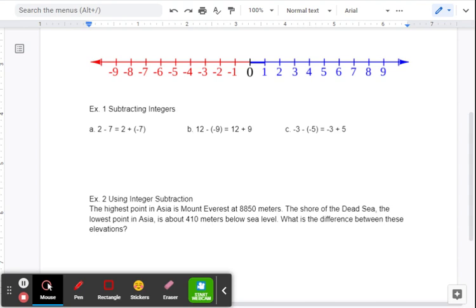When we look over here at 12 minus negative 9, it looks like we're going to be going to the left because we have that negative 9. But here's the way I learned it. If we say 12 minus negative 9, we always add the opposite. So I add a line on the minus to make it a positive and a line on that negative to make it a positive. So when you have minus a negative, you want to turn it into adding a positive.